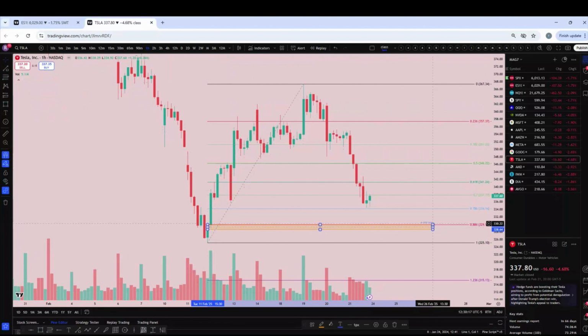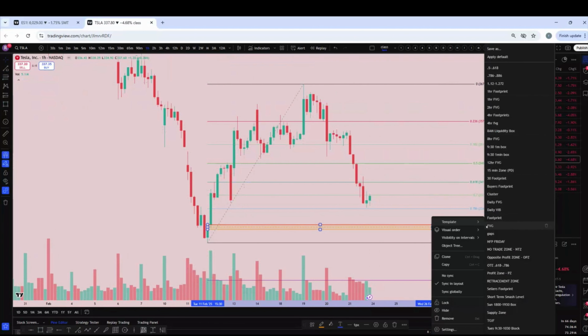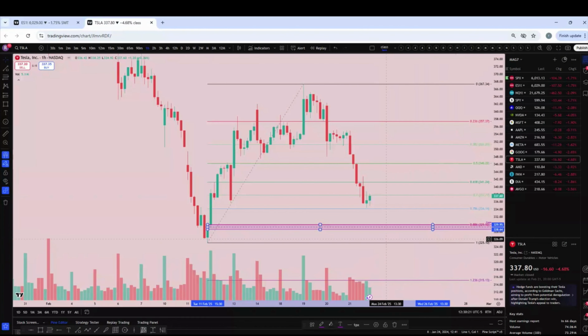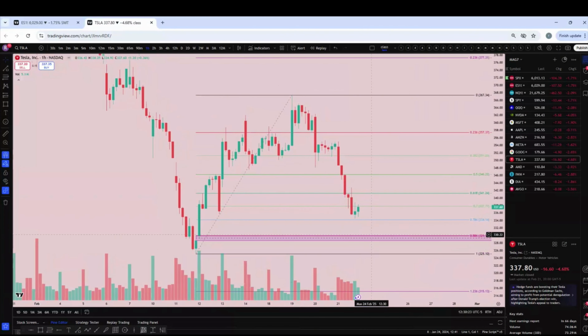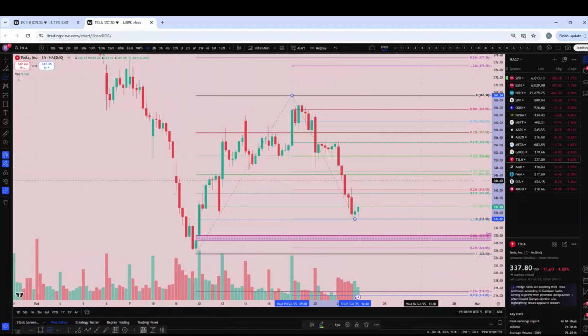This is for Tesla, right? But I like this reversal here for us to come back up into the range for Tesla, right? And kind of get back in this 350 area. So Tesla will be on my list to look for next week for longs.